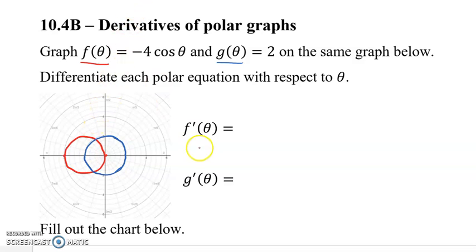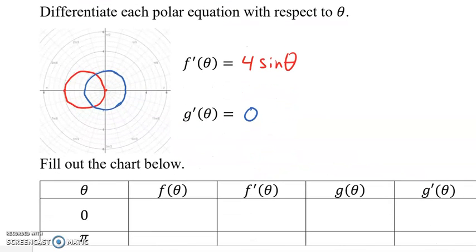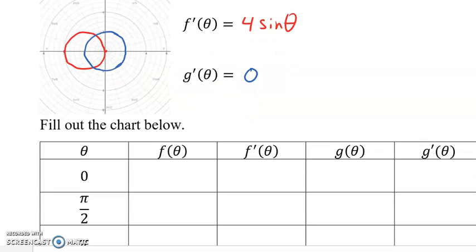All right, cool. So f prime of theta. We know how to take the derivative of -4 cosine of theta. That's going to give us 4 sine of theta. All right, great. And we also know how to take the derivative of 2. Oh, that's 0. All right, cool. So those are some very easy derivatives to find. So now I want to take a look at what those derivatives might give us if we actually evaluate f prime of theta for some key theta values, and then also g prime of theta for, again, some key theta values. So let's take a look here.